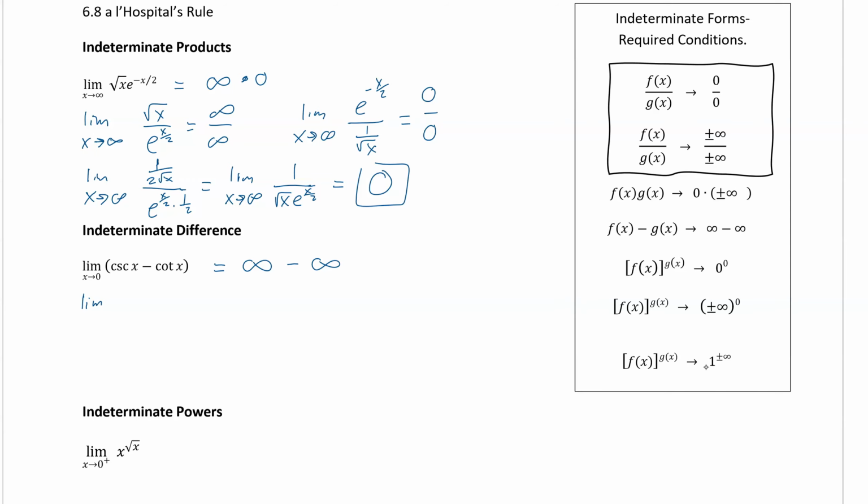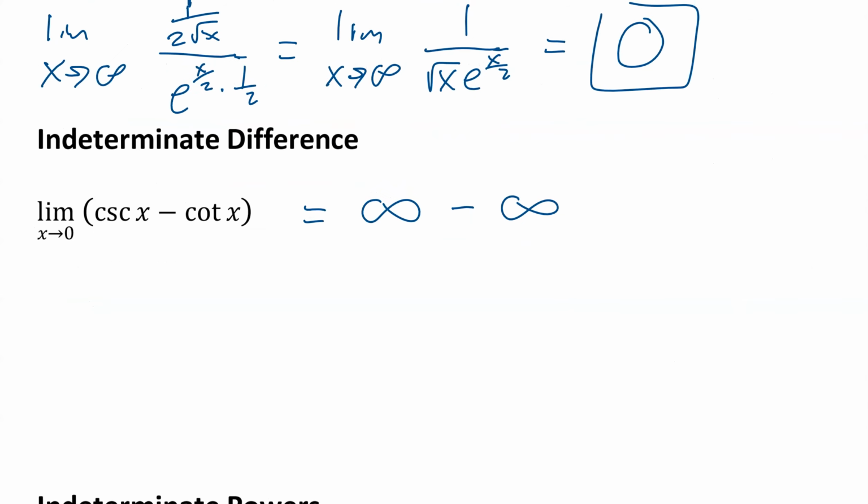We're going to take the limit. I'm going to zoom in now. So we're going to take the limit as x approaches 0. And then we're going to write it as a reciprocal. So this would be 1 over sine x minus cosine x over sine x. And then we add them together.